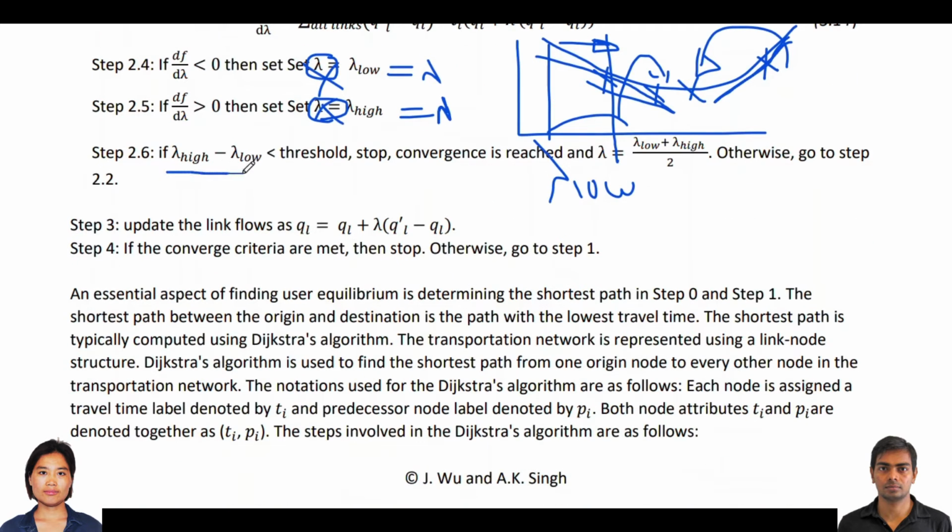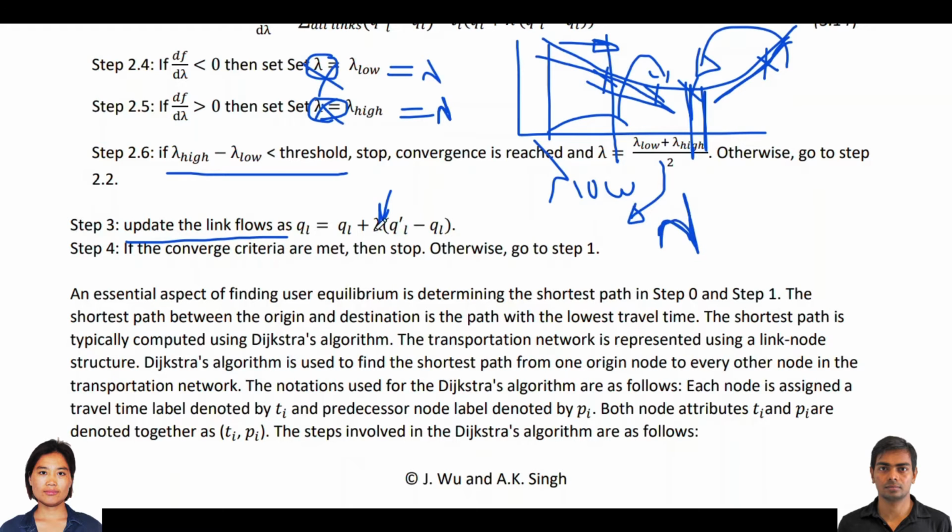Then if lambda high minus lambda low is less than a threshold, convergence is reached and we stop, and lambda is equal to the average of lambda high and lambda low. We might end up with lambda high and lambda low very close to each other, and that's when convergence is reached. So update the link flow. QL is equal to the original flow plus lambda, which is the step size, which we just figured out from here. So after step 2.6, what we are getting is the lambda step size we are going to move.